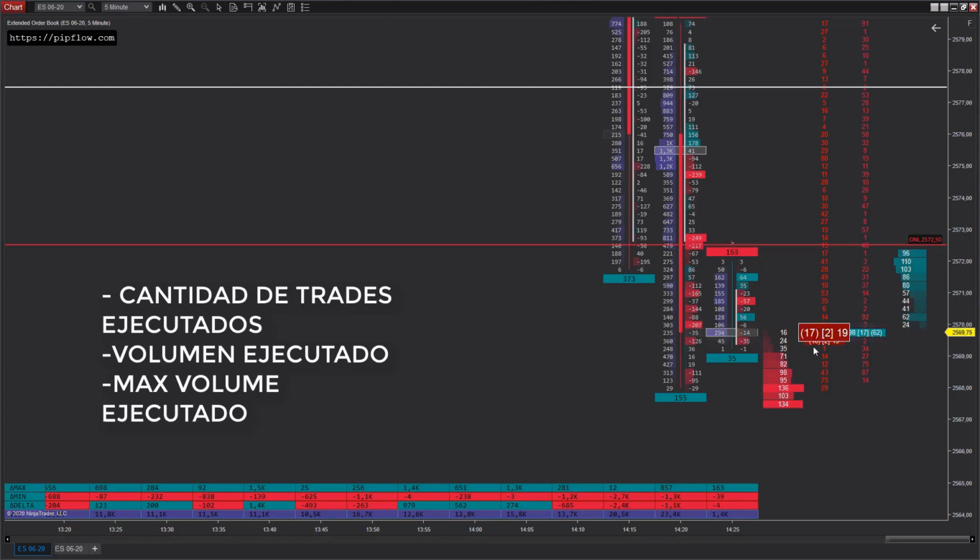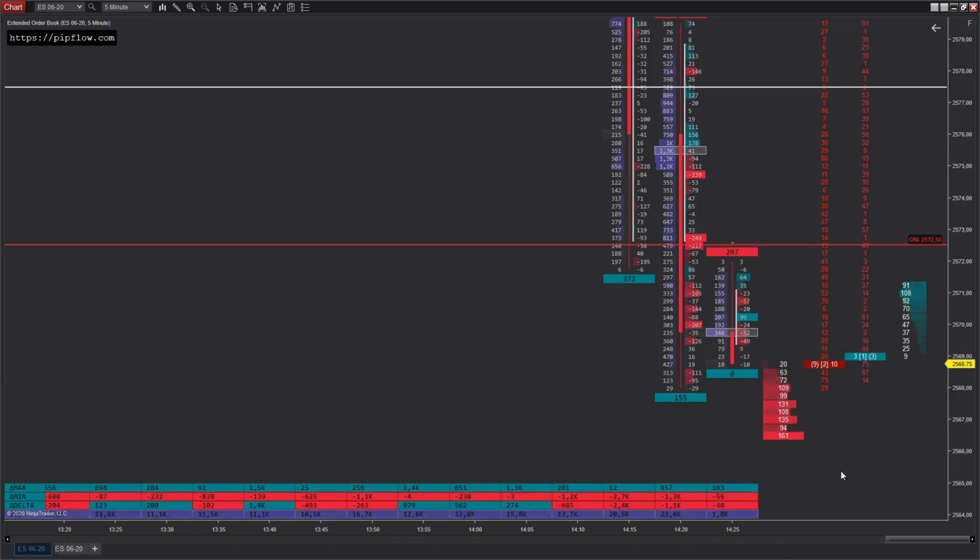Having the superdom in this way really gives us a great advantage because we can see the information in development and at the same time we can see it organized in the FootPrint. This would be the volume delta FootPrint as I mentioned.